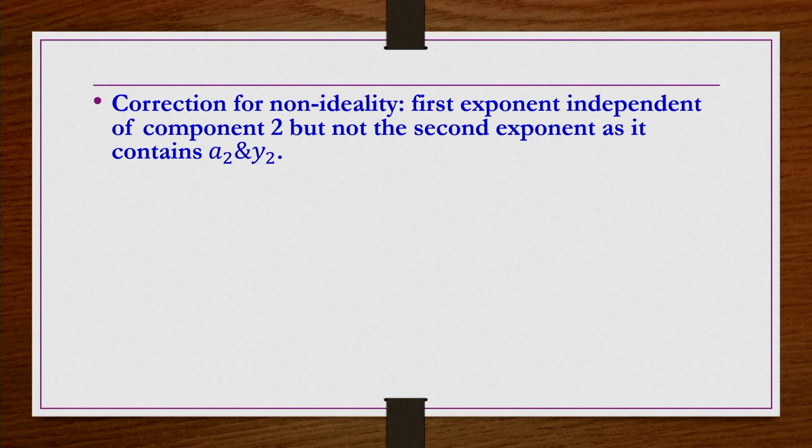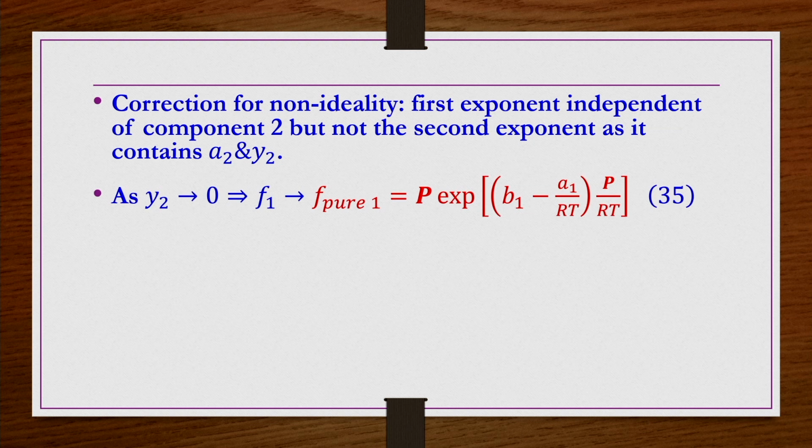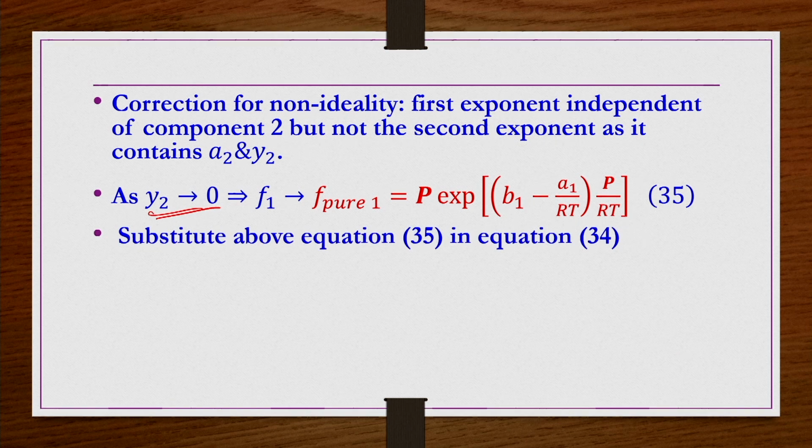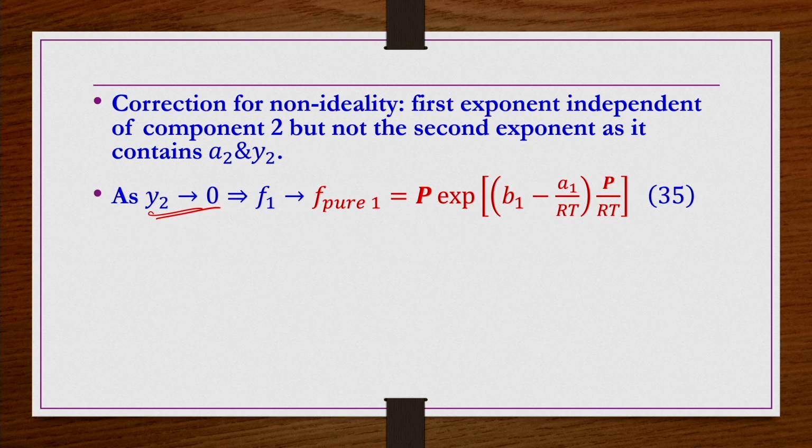Now, the correction for non-ideality: the first exponent is independent of component 2, but not the second exponent, as it contains both A2 and y2. Let us say you have a pure component 1, that means y2 tends to 0. If y2 tends to 0, then the second exponent, the exponent of square root of A1 minus square root of A2 whole square P y2 square by RT, has y2 equal to 0, so exponential of 0 is 1. So the second exponent is 1, and the second correction is 1. Okay. So that means f pure 1 is nothing but P multiplied by exponential of B1 minus A1 by RT times P by RT, right.